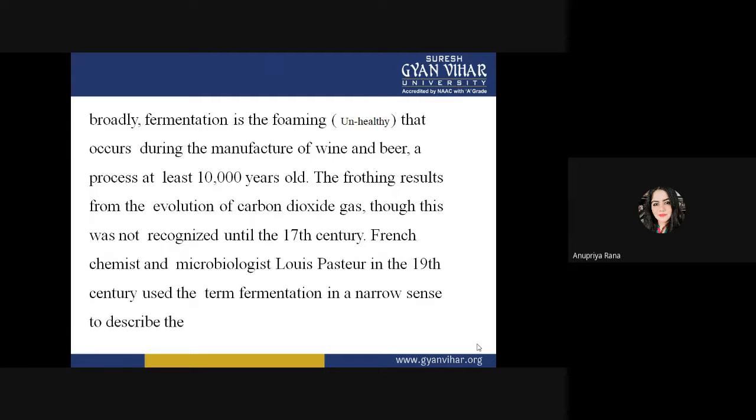But this process of fermentation is very old. You can see this process is a 10,000-year-old process.